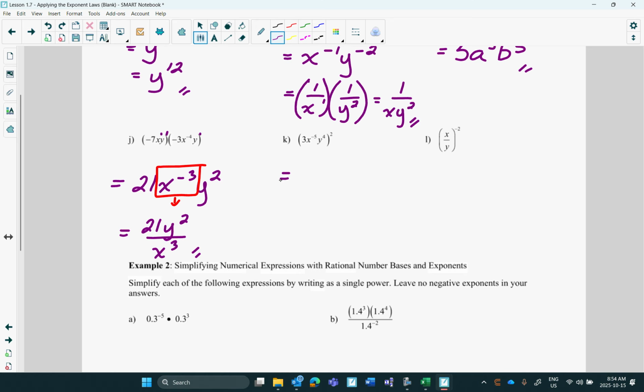We're back to raising powers to a power. First of all, let's do the coefficient. 3 squared is 9. Because there's no exponent with the 3, I just do 3 squared. What do I do with the exponents with x? Multiply them to get x to the negative 10. What do I do with the y's? To get y to the 8.